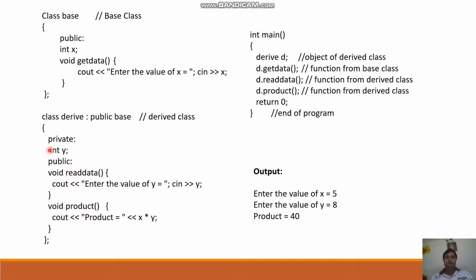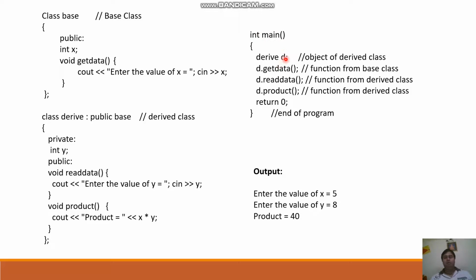Here we have one data member and two member functions in the derived class. Integer y is the one data member, and the member functions are readData and product, where readData is going to take a value for y and void product is a function which is going to display the multiplication of x and y. Now this is the base class, this is the derived class, and this is your main function in the program.